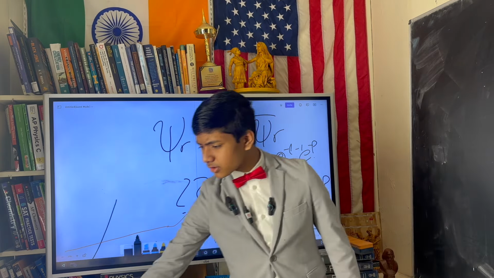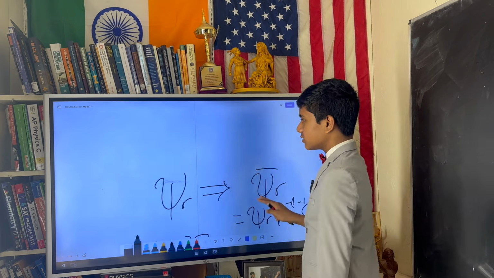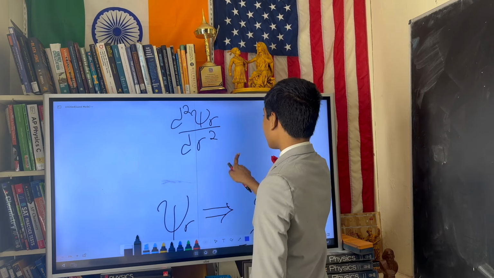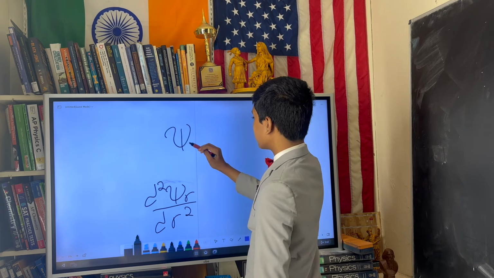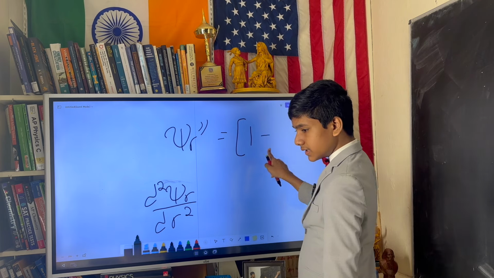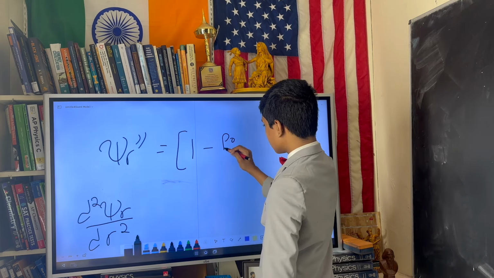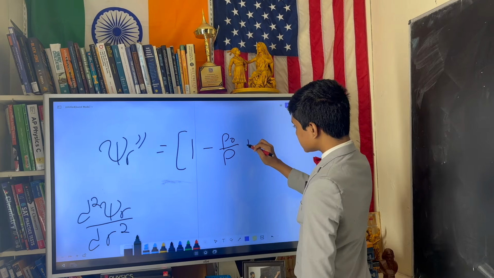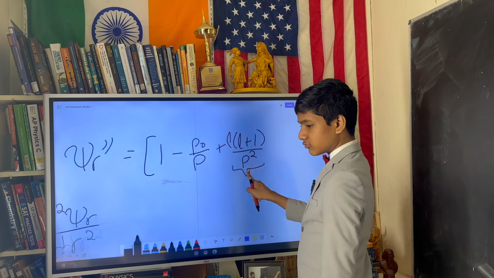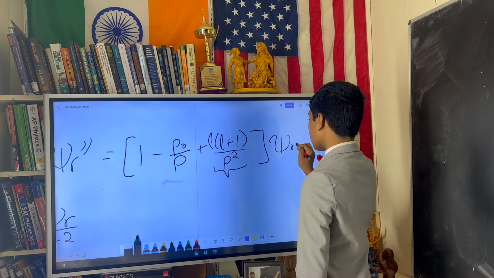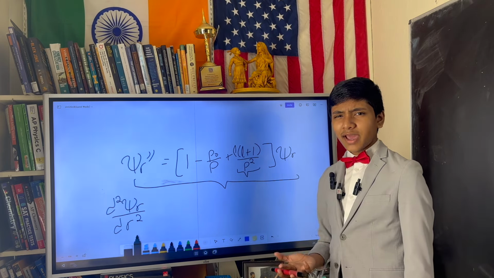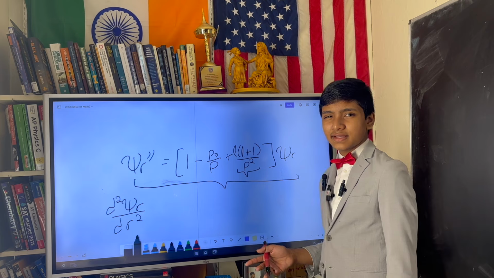So first, let me recall Schrodinger's radial equation, which is d squared psi r over dr squared, which I'll just write as psi r double prime, is equal to 1 minus rho naught over rho plus L times L plus 1 over rho squared, the ungodly centripetal term, multiplied by psi r. So this is what we're dealing with, unfortunately. So now we pray that with the overline, things are going to be simpler.